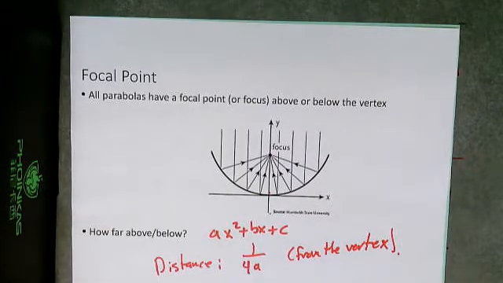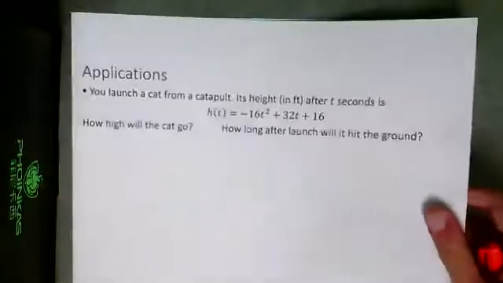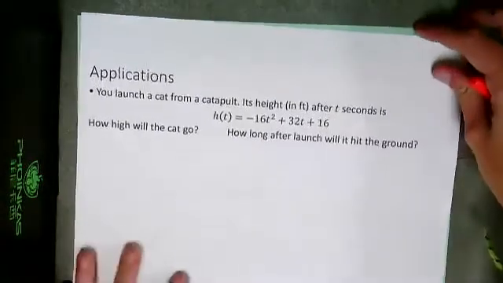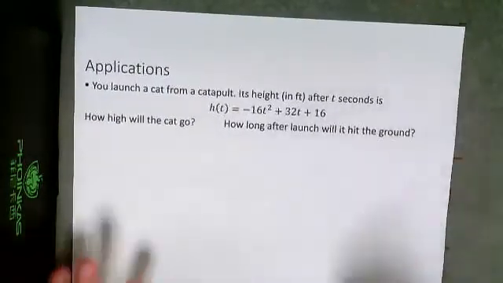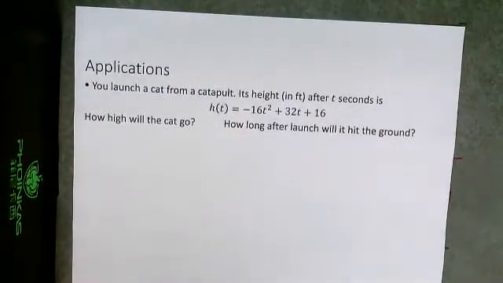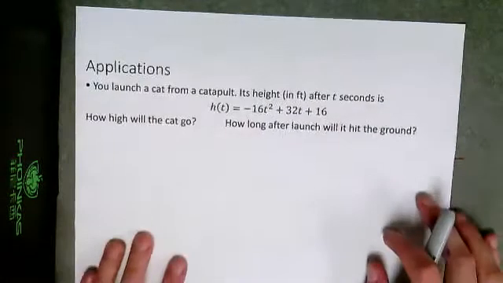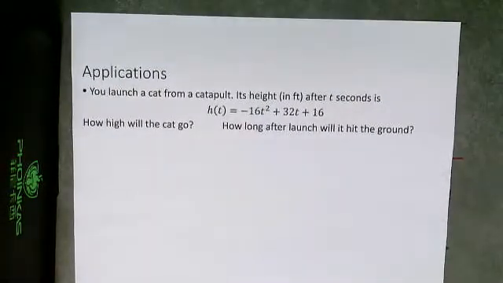All right. Moving on to some applications. Well, hey, we can talk about our application of launching a cat from a catapult now. So let's see. If you launch a cat from a catapult, the height in feet after t seconds is modeled by the function h of t is equal to negative 16t squared plus 32t plus 16.